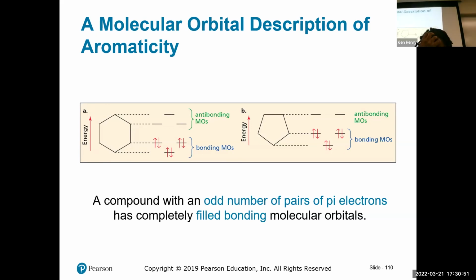So these are the molecular orbitals of aromatic compounds, or aromaticity. So in this case, these are going to be our bonding. These are our anti-bonding. And so our energy level, in the case of our ring structure here, it's going to have odd pairs of pi electrons.